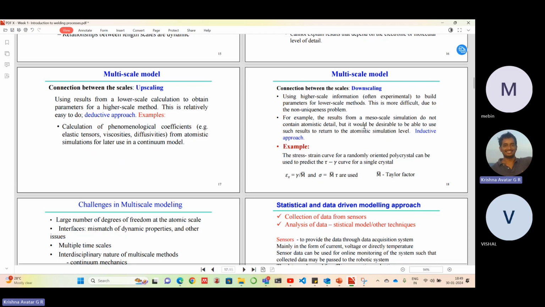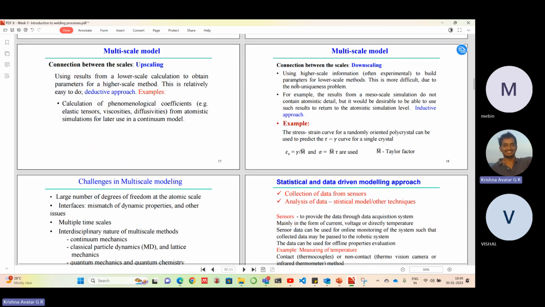And in downscaling, we move the other way. We first have the higher scale information, and then use it to go further down the line from the perspective of length scales. So in this case, what happens? There is non-uniqueness in the problem. That is obviously true.